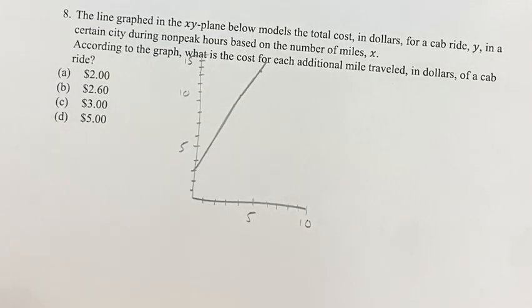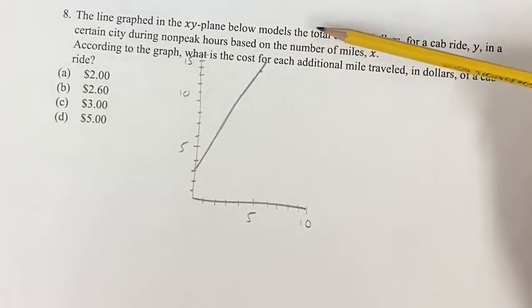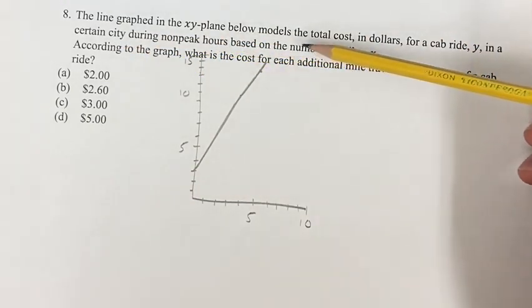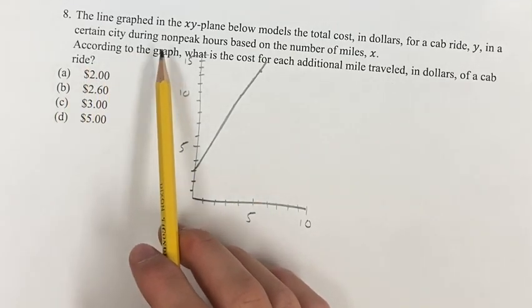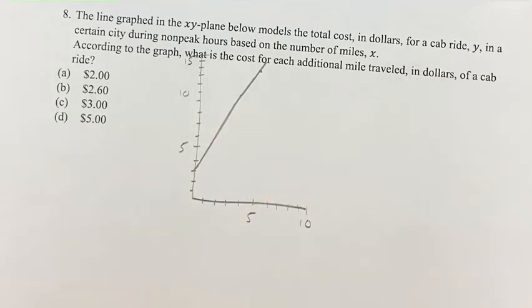In this problem, we're told that the line graphed in the XY plane below models the total cost in dollars for a cab ride, Y, in a city during non-peak hours based on the number of miles, X. According to the graph, what is the cost for each additional mile traveled in dollars of a cab ride?